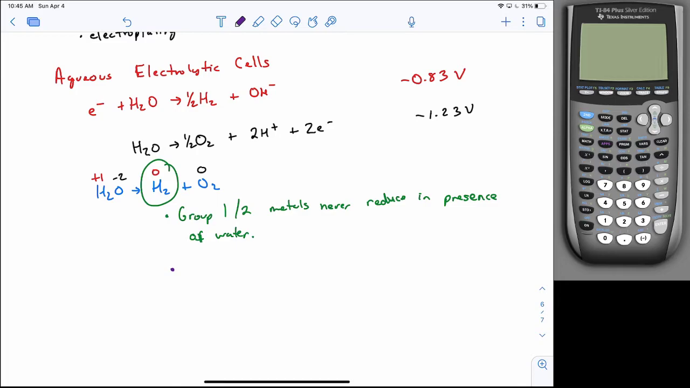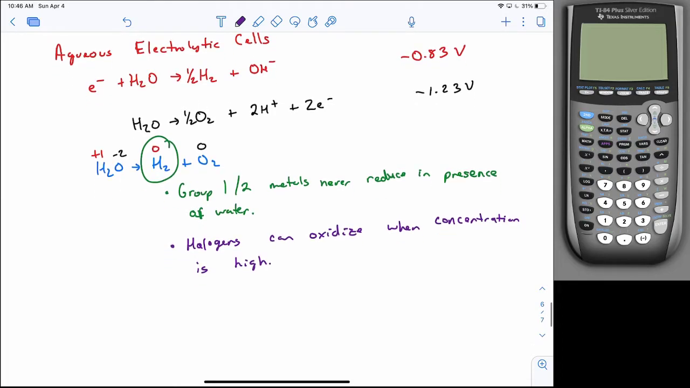The second thing is that halogens can oxidize when the concentration is high. Let me clarify this, because I'm looking at the values here. Chlorine can oxidize with high concentrations. Bromine always oxidizes.